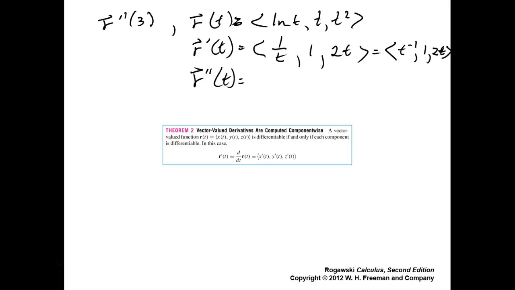Let's first calculate r double prime, now that we have r prime, but I would say use this form of r prime. What would this be? I think I heard you say negative 1 over t squared. This time it's all right to put it that way because we're not taking another derivative. Otherwise I'd do it negative t to the minus 2, but you're okay. Next, 0, next, 2. Okay? And what is r double prime of 3?